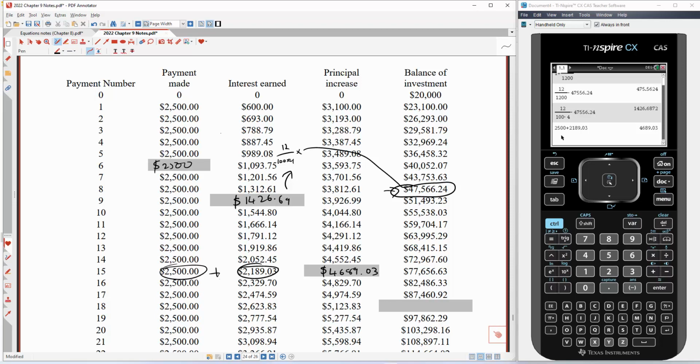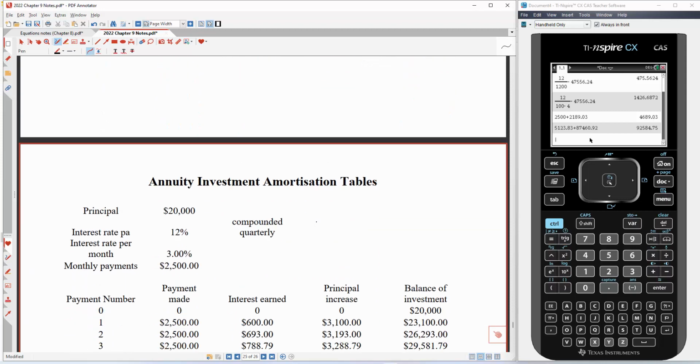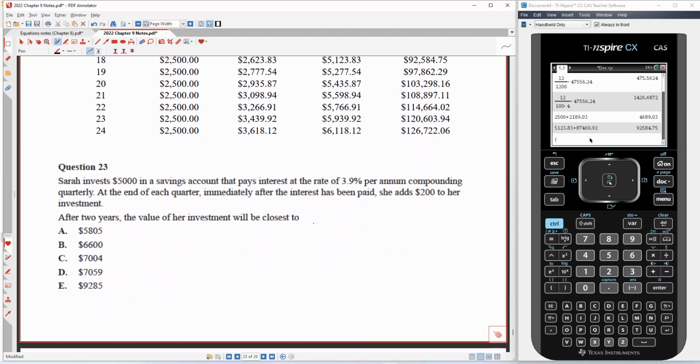All right, this one here, what we're doing is working out the balance of the investment, which means that all we're going to do is add the principal increase. So this amount here gets added to whatever was previously in the account. So that's going to be 5123.83 plus $87,460.92. So this is $92,584.75. So there's our amortization table, and there's the solution if you wanted to check.